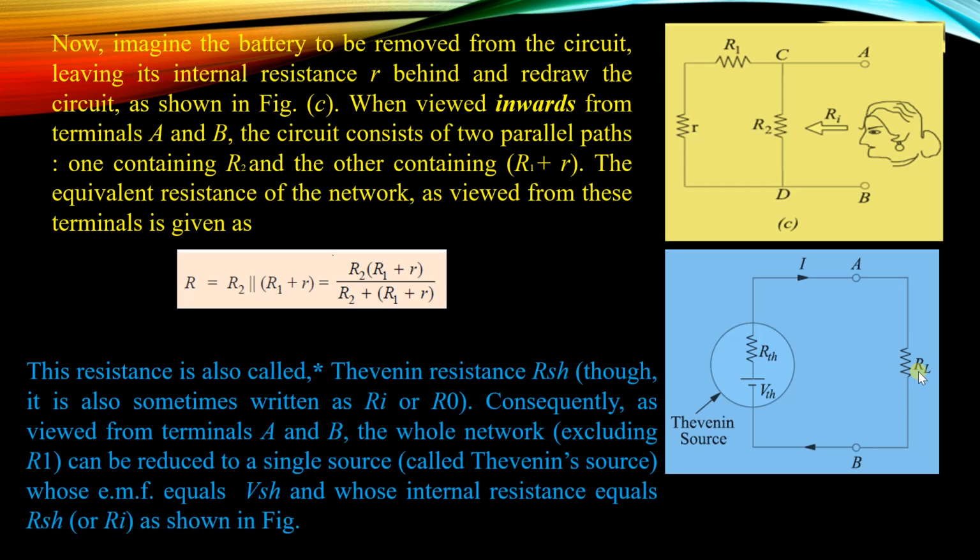The resistance we find here is called the Thevenin resistance Rth, though it is also sometimes written as Ri or Ro. Consequently, as viewed from terminals A and B, the whole network excluding RL can be reduced to a single source called the Thevenin source, whose EMF equals Vth and whose internal resistance equals Rth or Ri, as shown in the figure. So this figure shows how we reduce the circuit into the Thevenin's source.